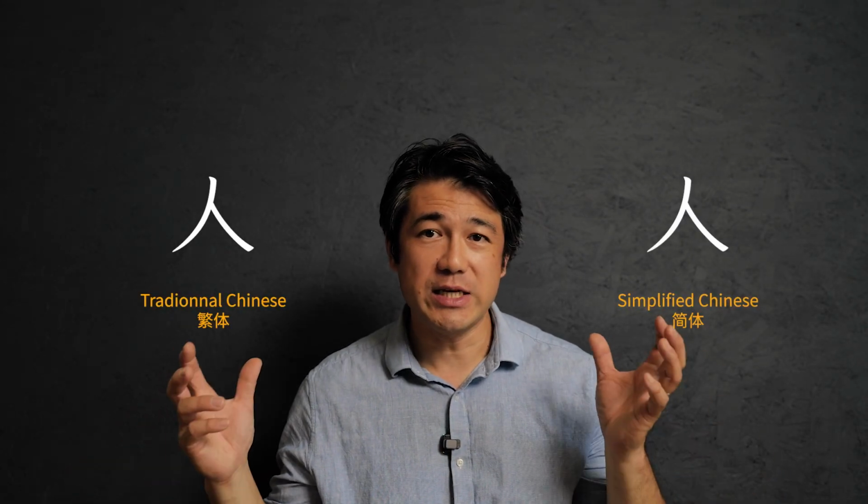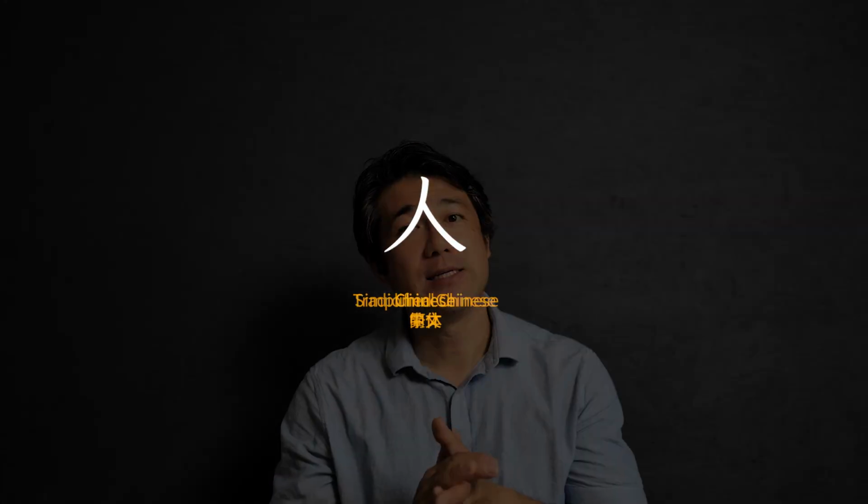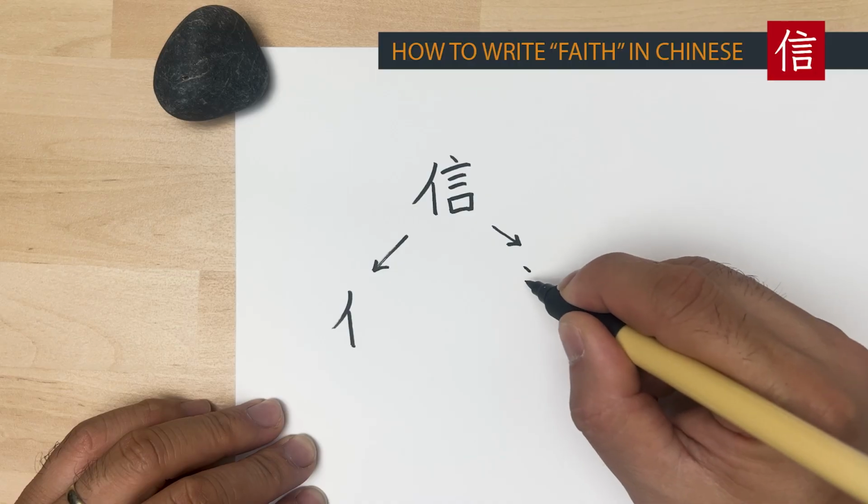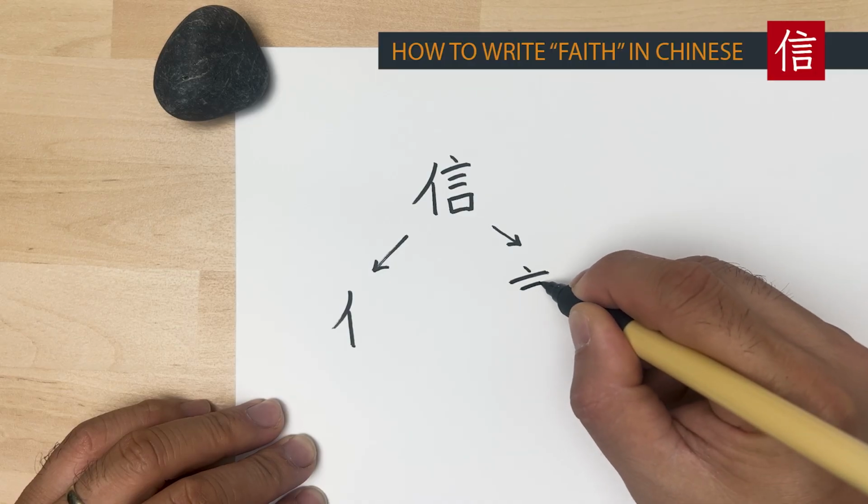Some people think this form looks like a person walking, but you also need to understand how this character evolved. In both traditional and simplified Chinese, this character is the same. Congratulations, now you know how to write the Chinese character for human, 人. But don't forget the right side of the character. Now let's see how to write it.